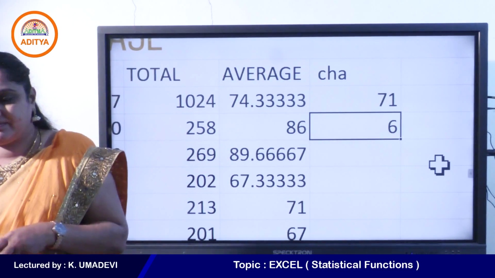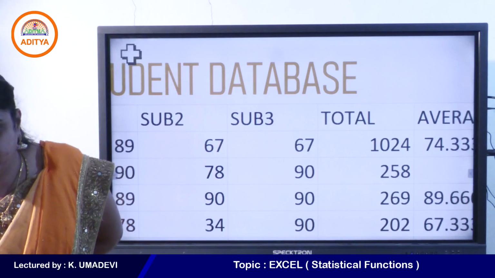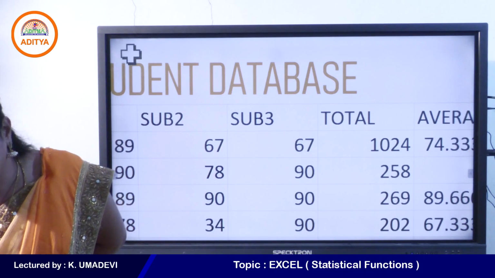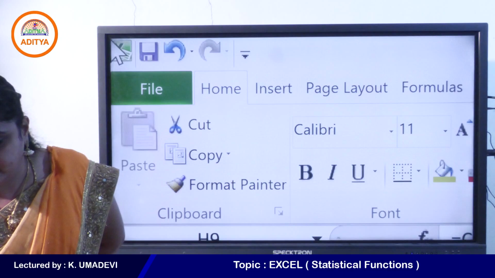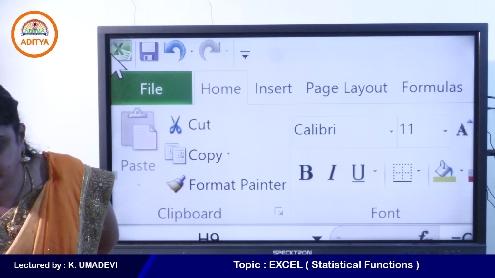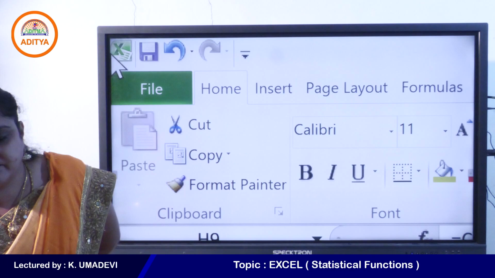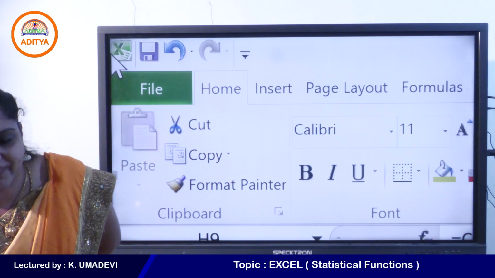Now what is the reason? What is the reason, students? What is the reason behind this? Here the count function returns 6.